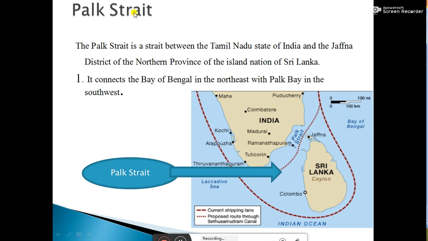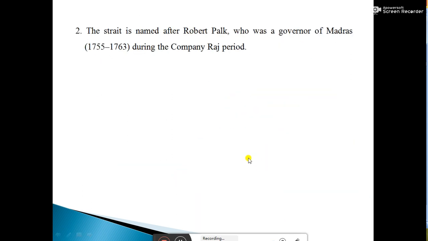Here is another piece of information about the Palk Strait. It connects the Bay of Bengal in the northeast with Palk Bay in the southwest. This is the northeastern portion where the Bay of Bengal is. This is the southwest portion where Palk Bay is. This is Palk Bay. The strait is named after Robert Palk, who was a governor of Madras during the Company Raj period.